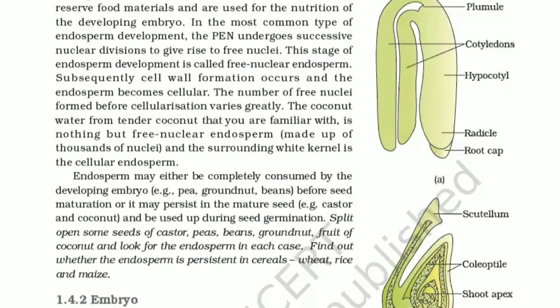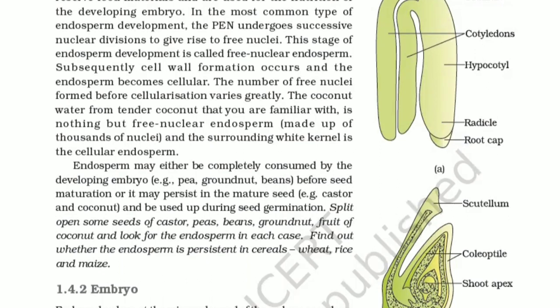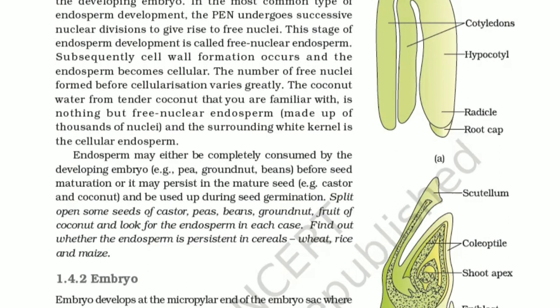In the most common type of endosperm development, the PEN undergoes successive nuclear divisions to give rise to free nuclei. This stage of the endosperm development is called free nuclear endosperm. Subsequently, cell wall formation occurs and the endosperm becomes cellular. The number of free nuclei found before cellularization varies greatly.